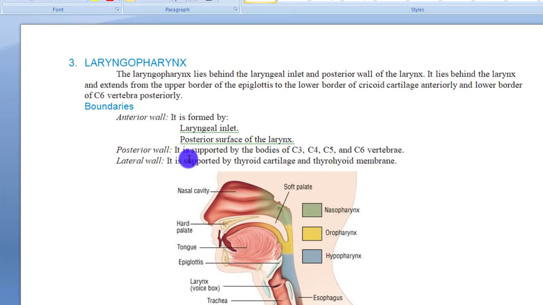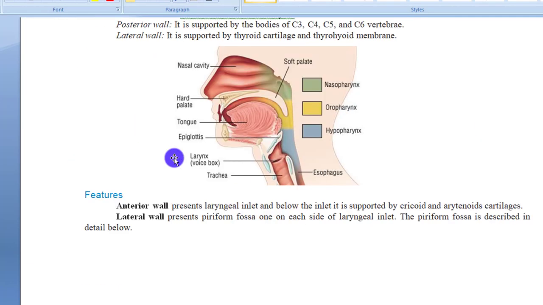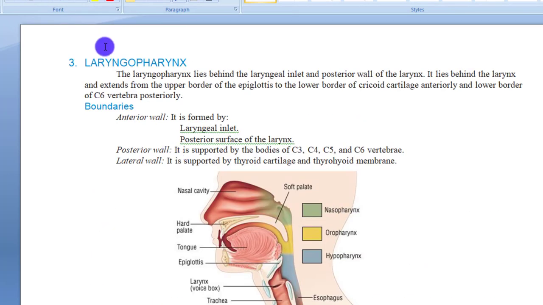Now what is the laryngopharynx? Let us see. The laryngopharynx is the part of the pharynx which lies behind the laryngeal inlet, meaning the laryngeal opening, and the posterior wall of the larynx, right? It lies behind the larynx and extends from the upper border of the epiglottis to the lower border of the cricoid cartilage anteriorly and the lower border of C6 vertebra posteriorly. So this is the exact location of the laryngopharynx. Its boundaries are the anterior wall, posterior wall and lateral wall. It does not have a roof or a floor, right?